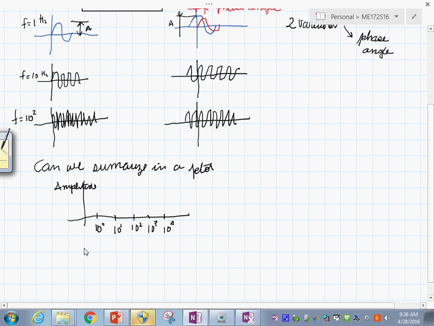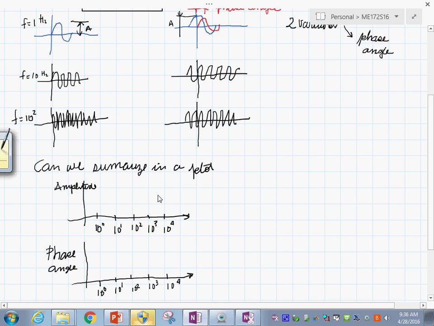Alright, and under the same consideration, we do another plot. We do this plot where it says 10 to the 1, 10 squared, 10 cubed, and 10 to the fourth, like this. And this is going to be your phase angle.